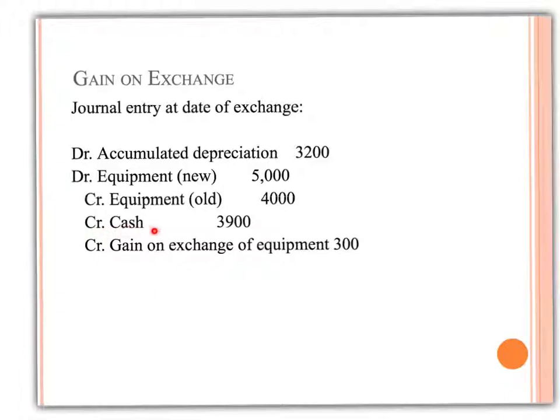We're crediting cash for $3,900 because that's the amount of cash we are giving up. We're giving this to get the new equipment. And you have our two debits, we have our two credits, and we need an additional credit of $300 to make them equal. Because remember, debits always equal credits. And so we have a gain on the exchange of equipment for $300.